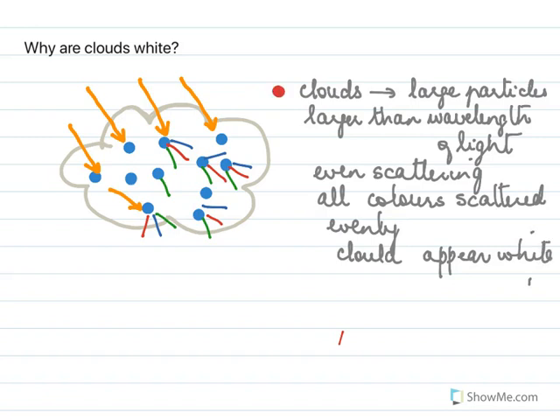So we have clouds are made up of large particles. How large? Larger than the wavelength of light, and hence even scattering takes place. All colors are scattered evenly, and hence clouds appear white in color.